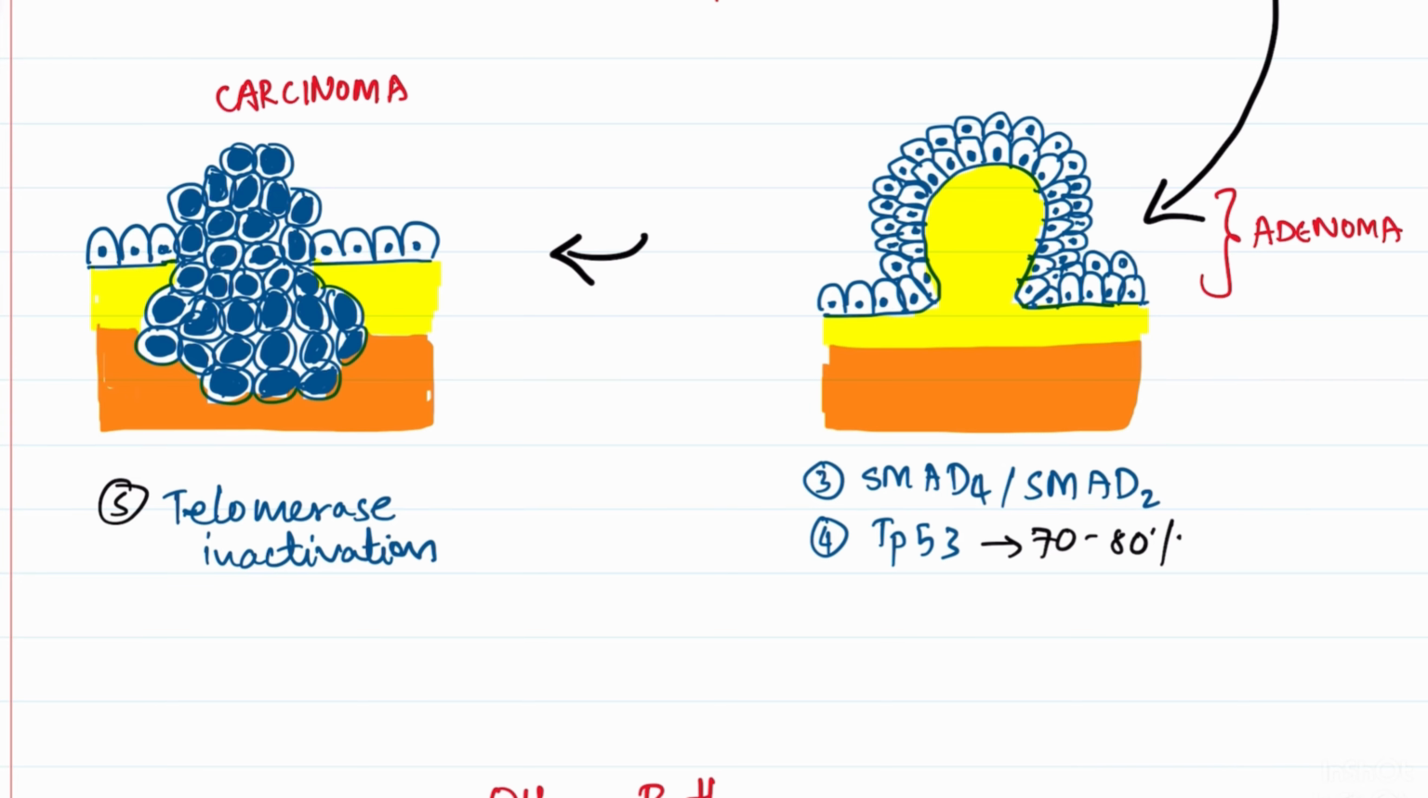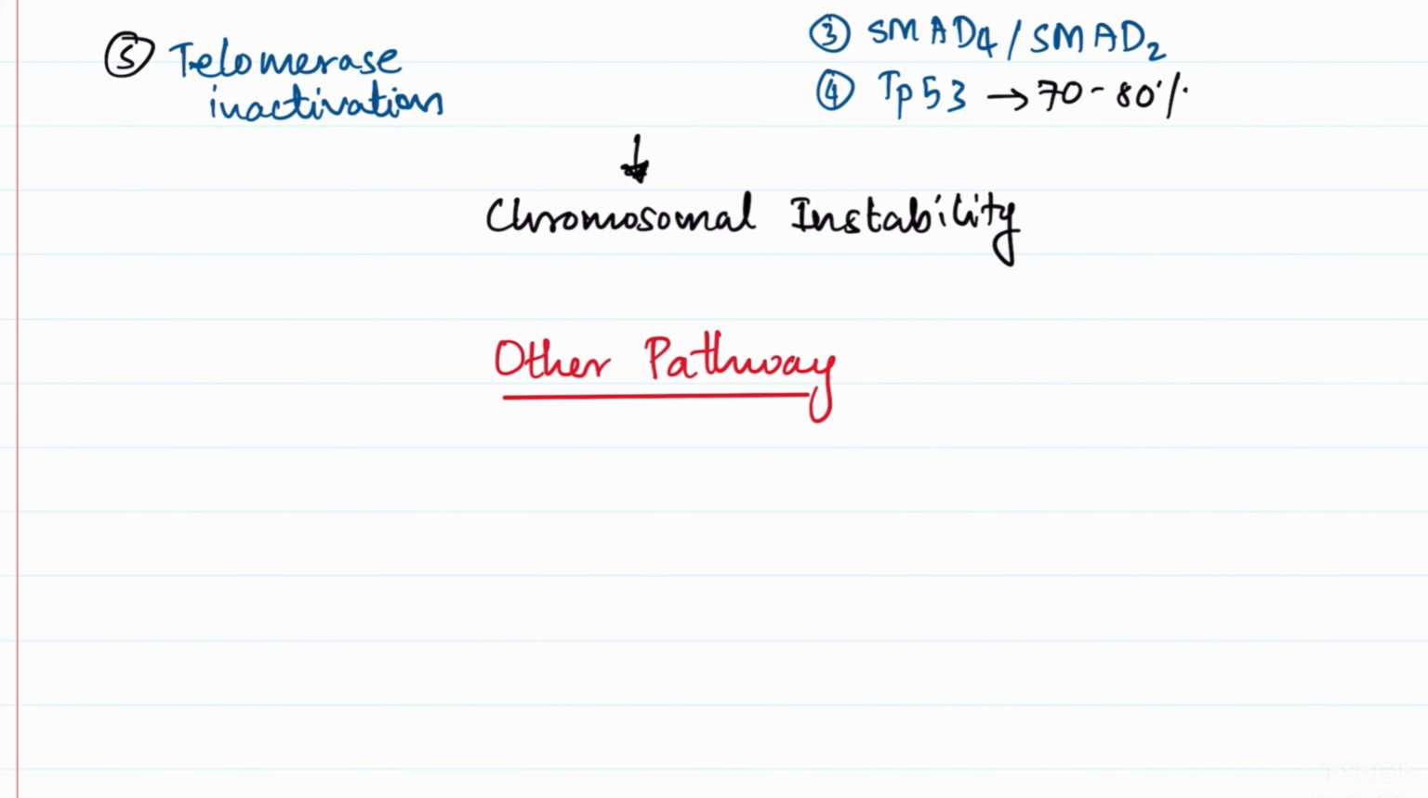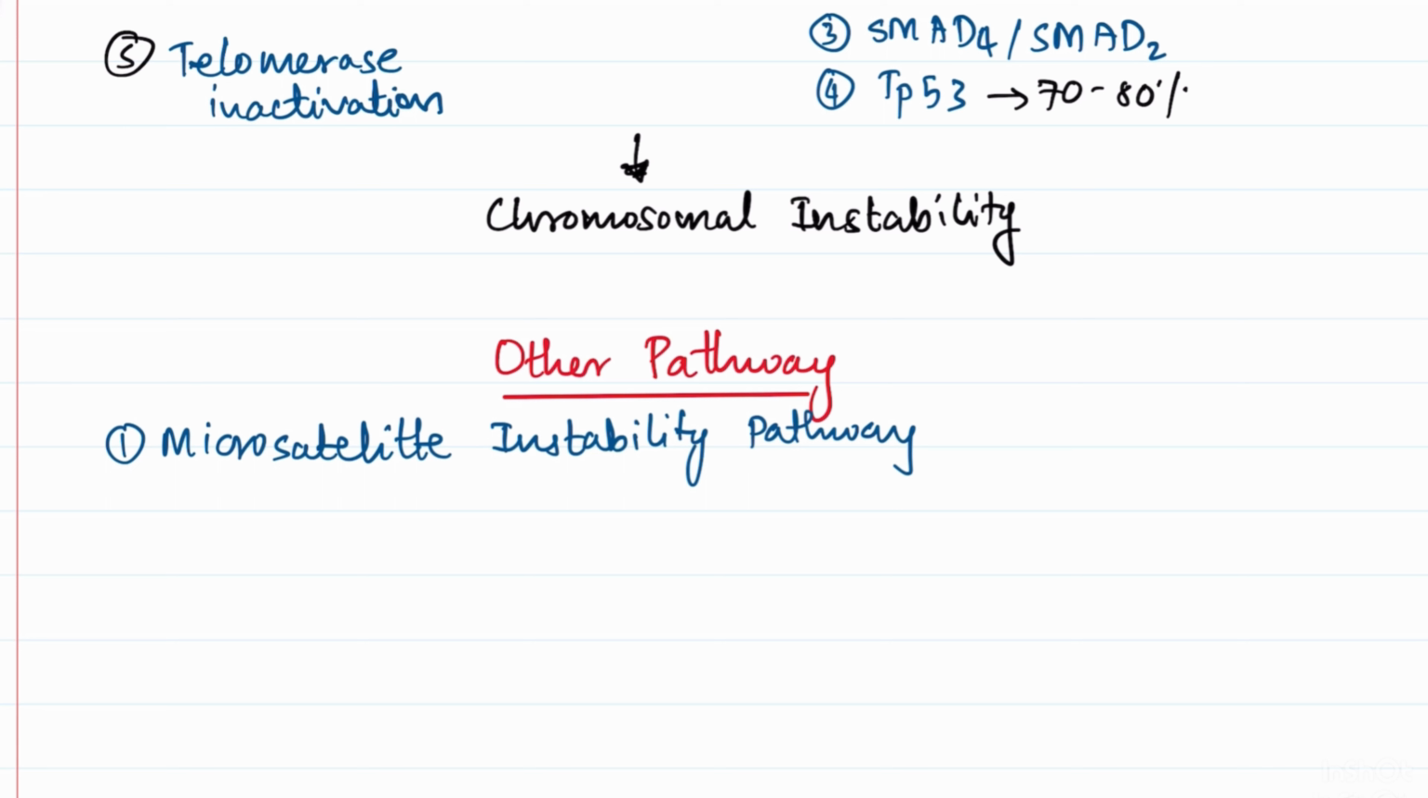Having said that, we now move on to the other pathways. So we have said that we have a second pathway, and that is the microsatellite instability pathway. Here what happens is that microsatellites are unstable. What are microsatellites? In every chromosome, there will be repeated short repeats of sequences, which we call microsatellites or macrosatellites, depending upon their length.